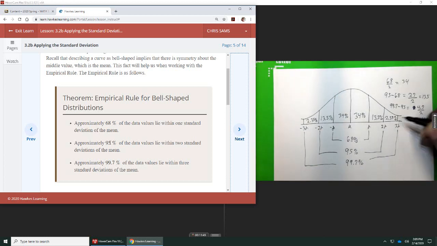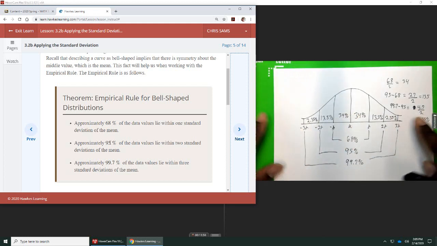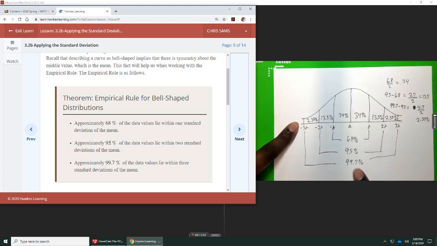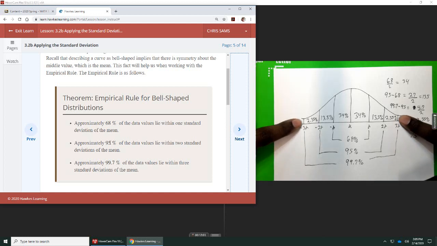Now, this is it for the empirical rule, but you still need to know the whole curve is 100%, and we're not quite at 100%. So the last bit that we're missing is 0.3%. 0.3 is the last piece that we're missing, and that 0.3 is split up again into 2 pieces, one on either side. So if you take this 0.3 and divide it by 2, you would get 0.15. And it's kind of like 30 divided by 2 is 15. So the last very teeny part of the curve is 0.15% to make up your 100%.